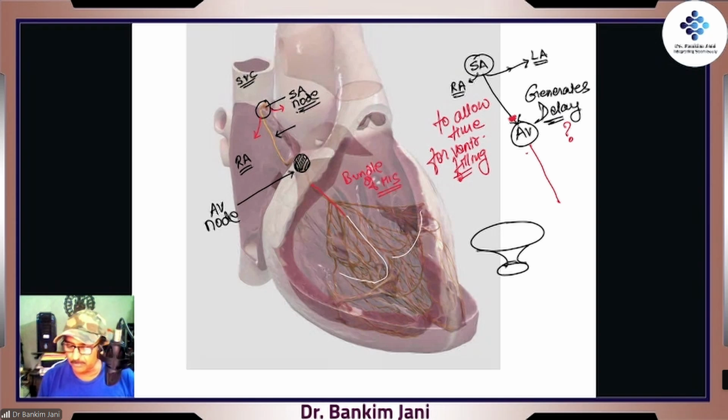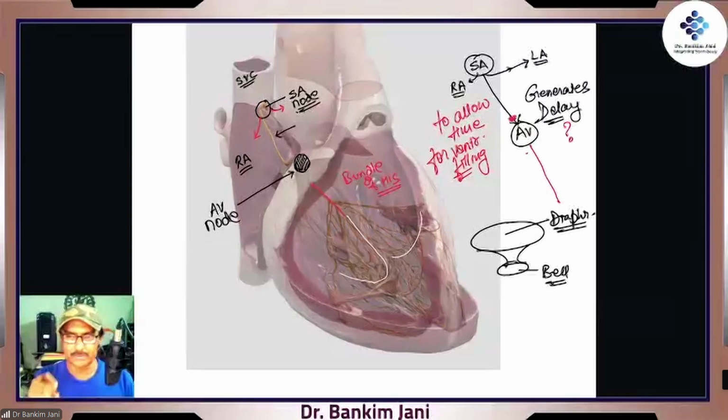Right? In a stethoscope, this big one is called the diaphragm. And this one is called the bell. So when you want to hear such subtle, very delicate sounds, then you will use the bell. And the bell is to be applied very delicately to the chest.